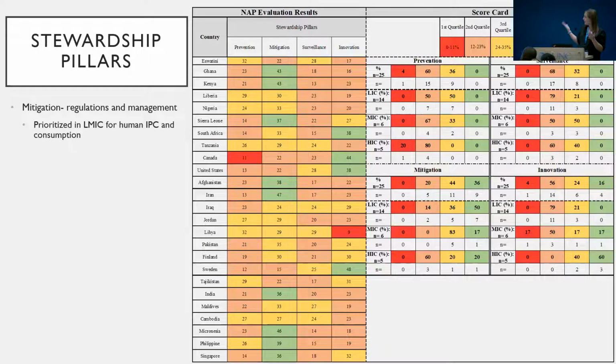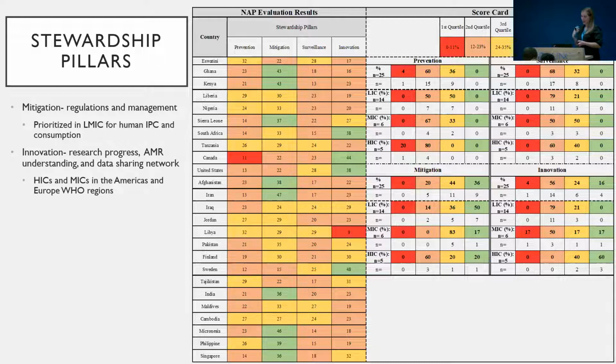And then wrapping up here, taking a step back, looking at our four stewardship pillars. The first being mitigation. These are stewardship actions for regulation and management. These were prioritized in our low and middle income countries, but in relation to human IPC and consumption. The innovation pillar is concerned with research progress, AMR understanding, as well as data sharing networks. And due to resource availabilities and technologies, these tend to be prioritized in our high income and middle income countries.